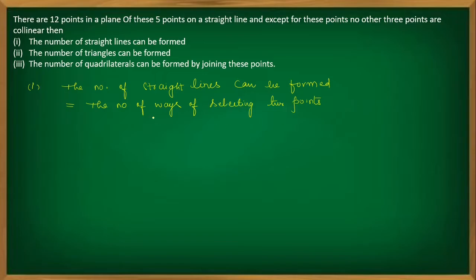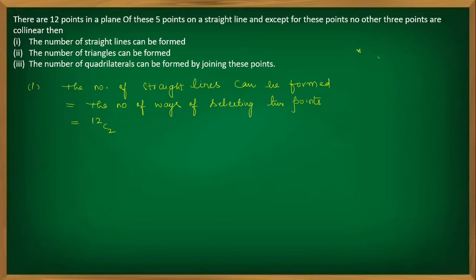Generally there are 12 points, right? Without considering any condition, we'll see this condition later. Let us suppose you don't have any condition like this, all the 12 points are not collinear, any 3 are not collinear. Then how many ways can you select 2 points from 12 points? That we want, right? So that is 12C2. The number of ways of selecting 2 points from 12 points is 12C2. But here we have a problem. What is the problem?